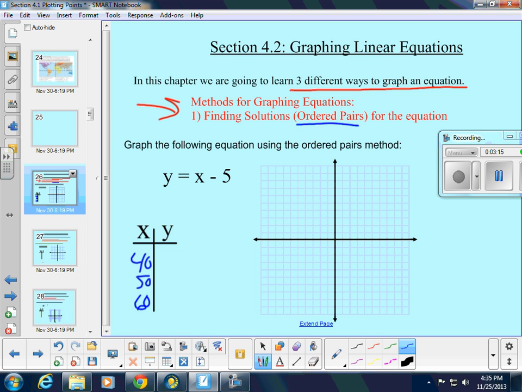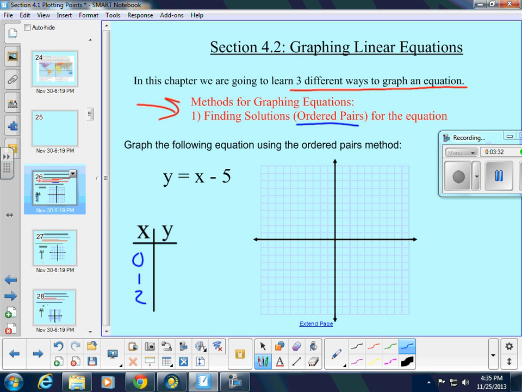No matter what number I put in for x, I'm going to find some solution, or what y could be to make that a good solution. But I always do say 0, 1, and 2. You can pick whatever you want, but 0, 1, and 2 are usually pretty nice ones we can plug into the equation. Pretty easy ones to evaluate.